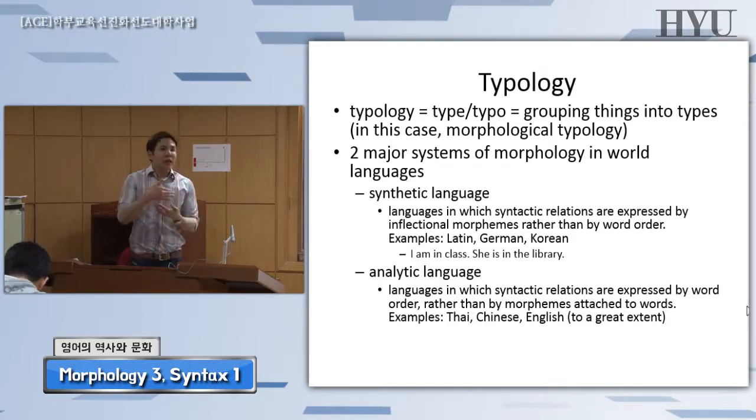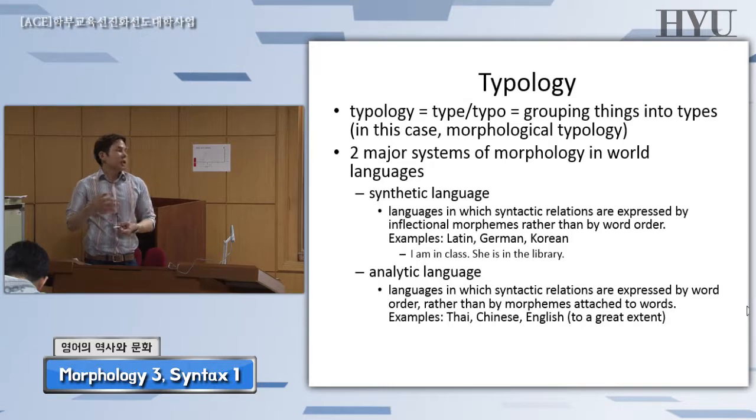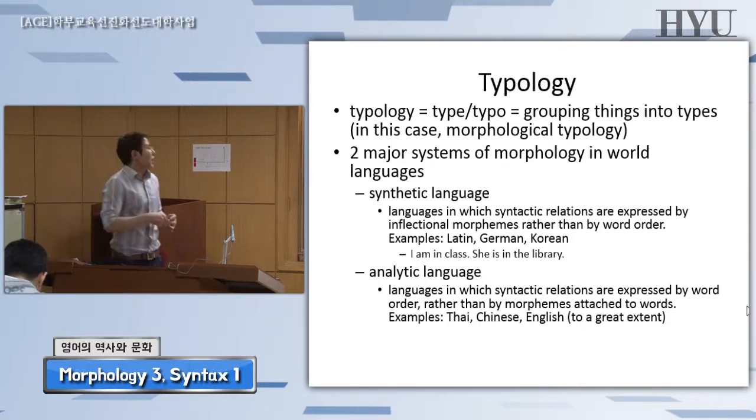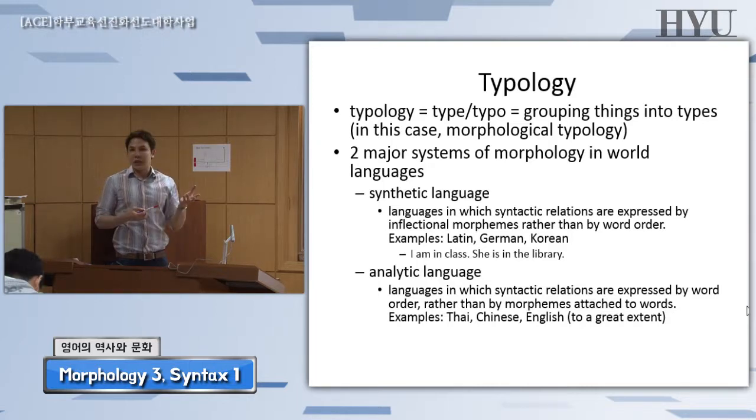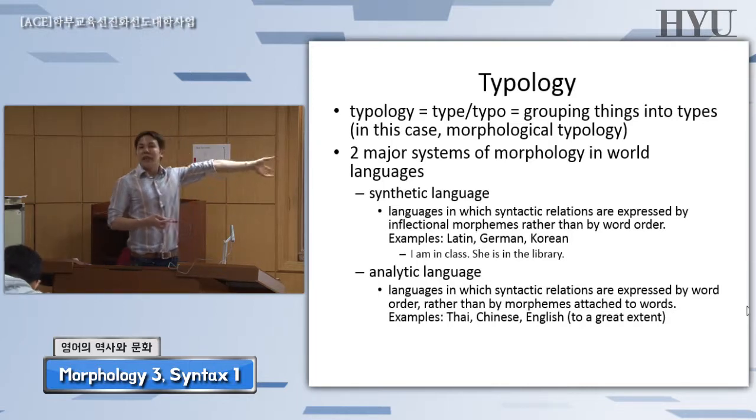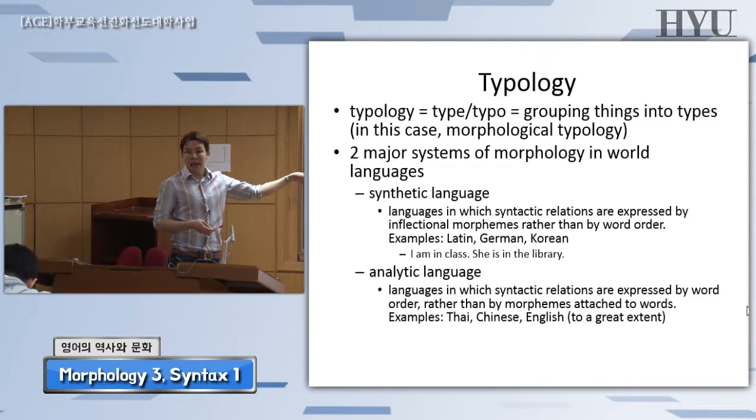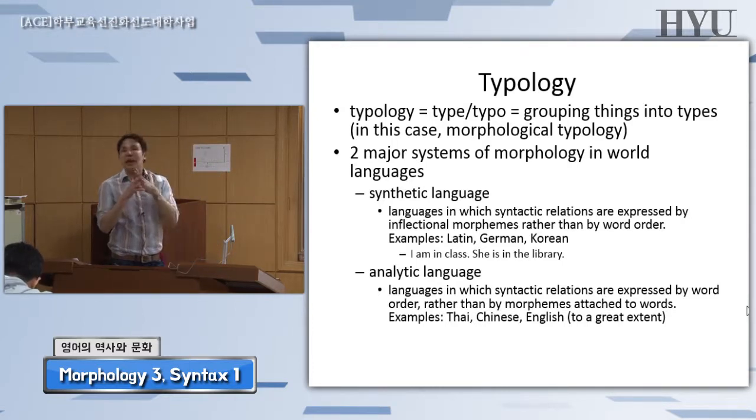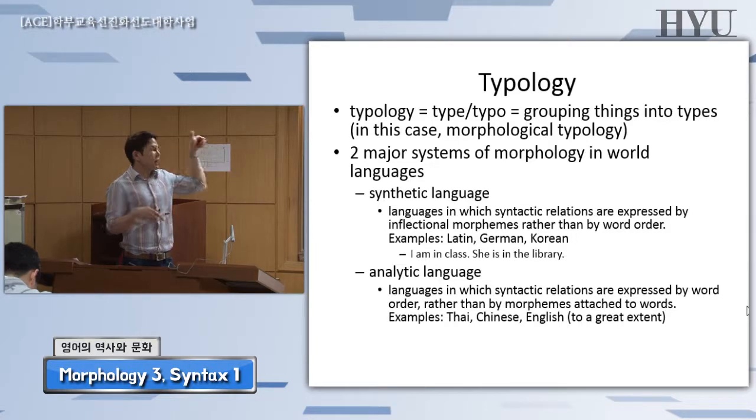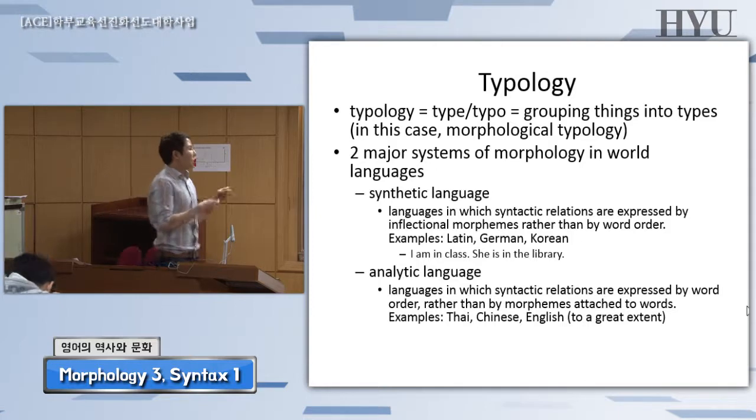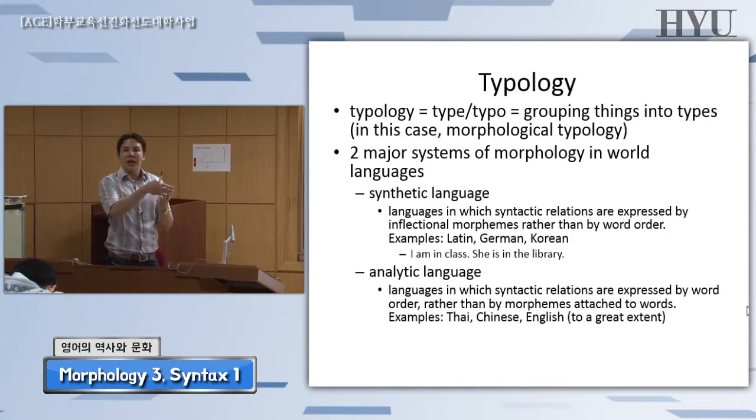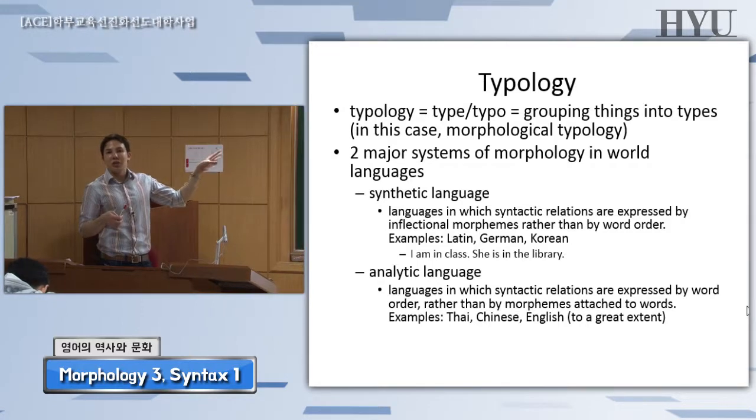If you study the morphology of the world's languages, there are two major systems of morphology. There's what we call the synthetic language and also the analytic language. So there are two major types of languages in this world. One is synthetic language, and the other one is analytic language. The way we classify languages like this has to do with the different types of morphemes they have.